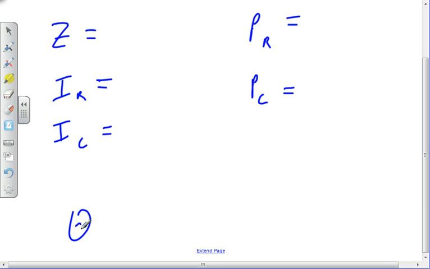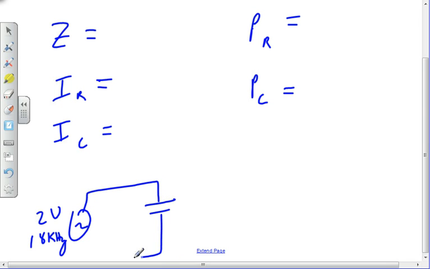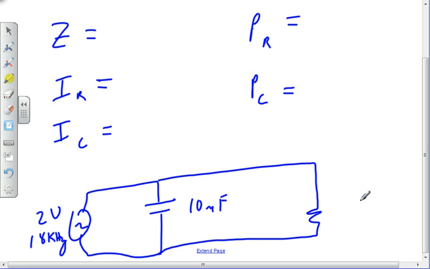I have a circuit that is 2 volts, 18 kilohertz. That's a pretty weird frequency. And then I've got a guy here that's sitting at 10 nanofarads, and somebody over here at 1.5 kilo ohms.